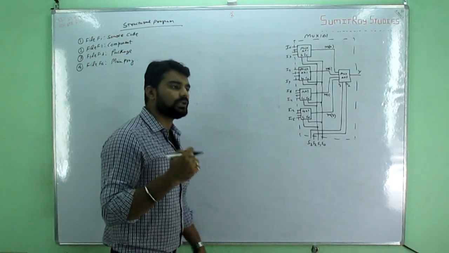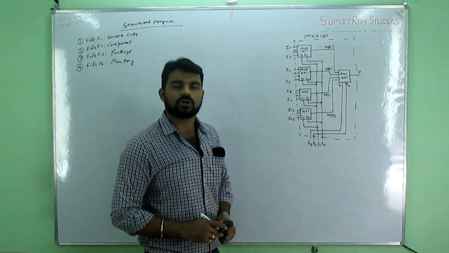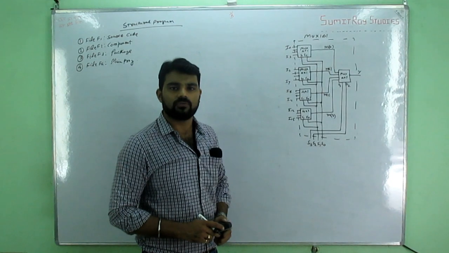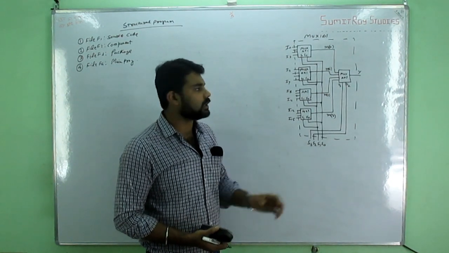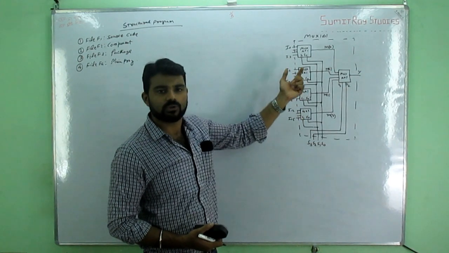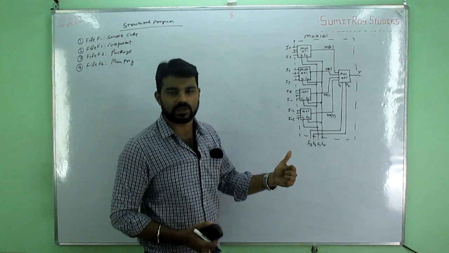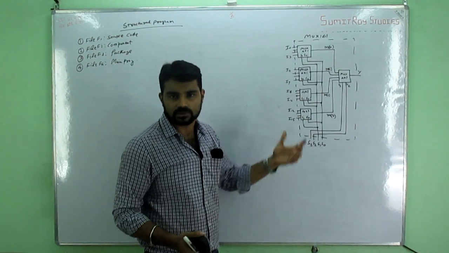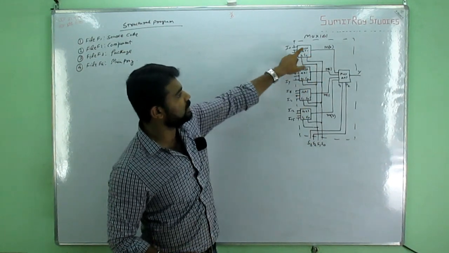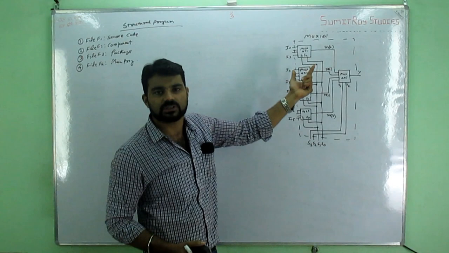Now, what is source code? If we look into this diagram, the 16x1 MUX is composed of how many logics? That is, how many individual logics are being used? It uses only MUX4x1, multiplexer 4x1. It never uses anything else. It is not using an encoder or decoder or an adder or something like that. It uses only and only multiplexer 4x1. As a logic, it uses only one.